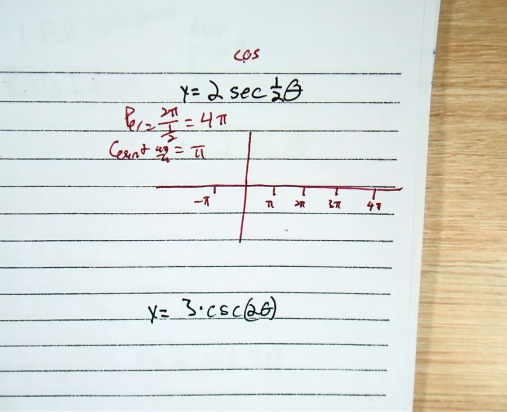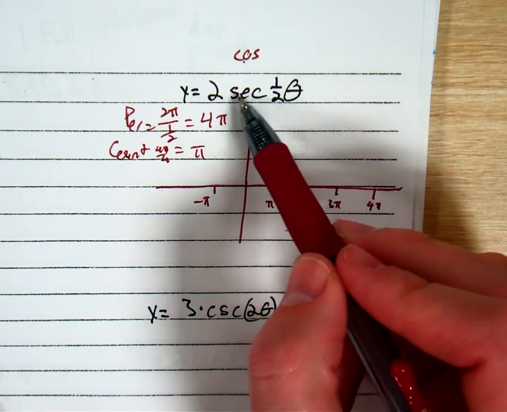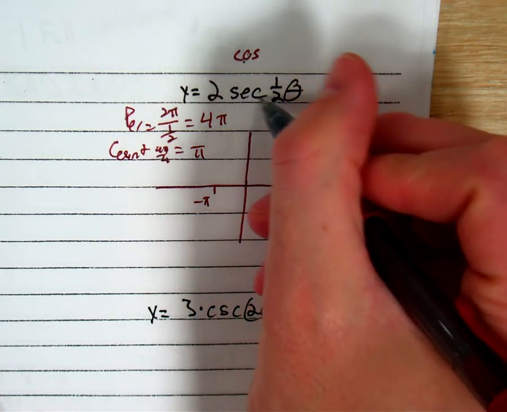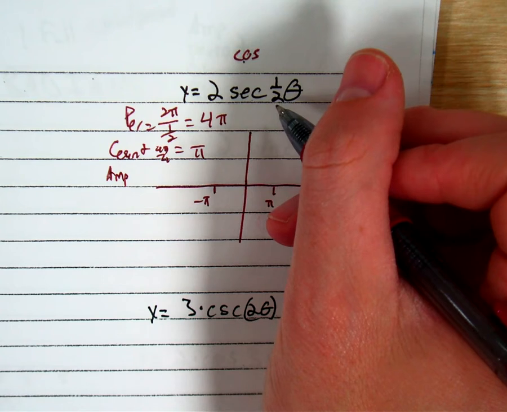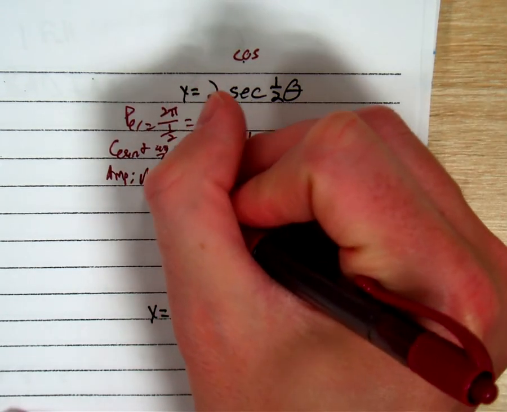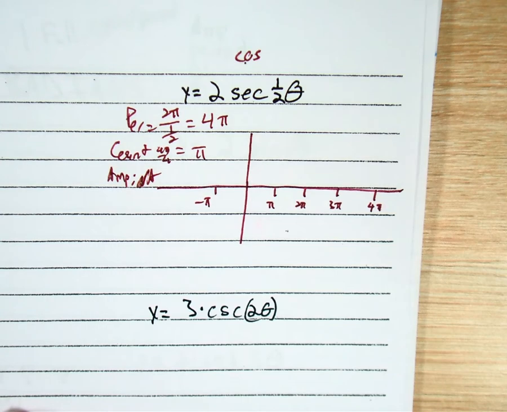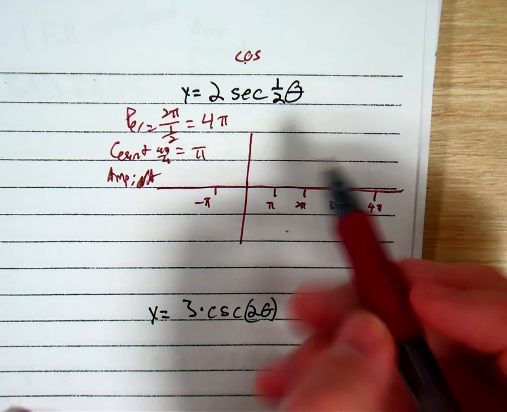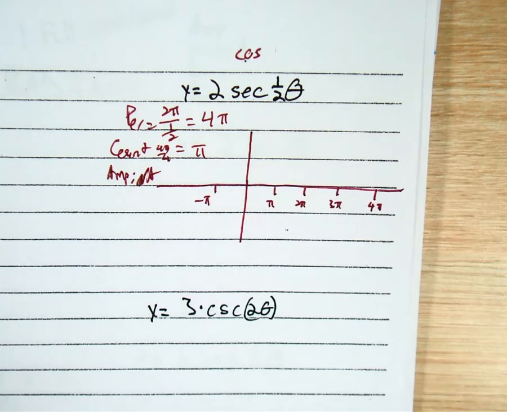Okay. So secant is partnered with cosine. Our amplitude is NA technically, because secant and cosecant are going to go up forever, down forever. NA, not VA. Cosine is the partner one, so we're going to kind of shadow in or dot in the cosine graph.